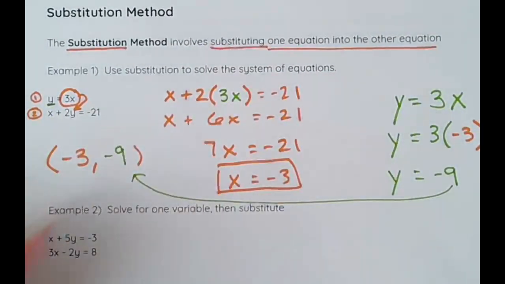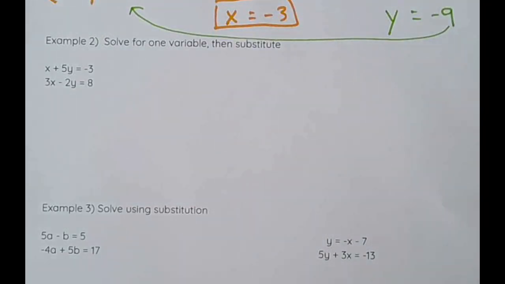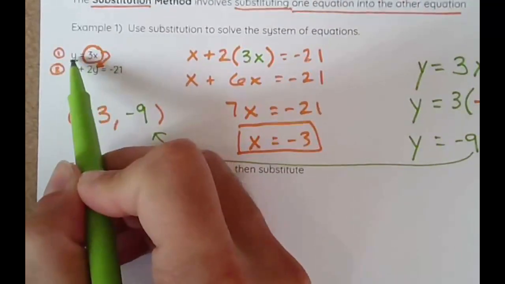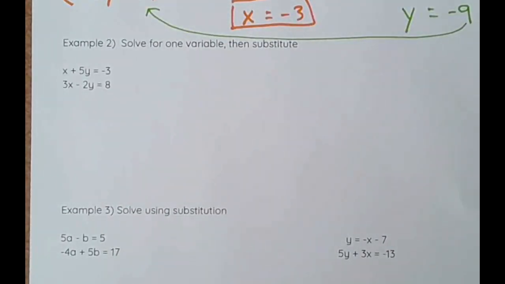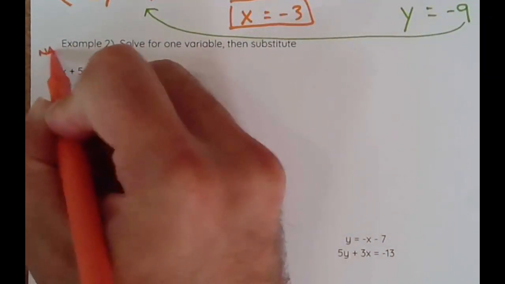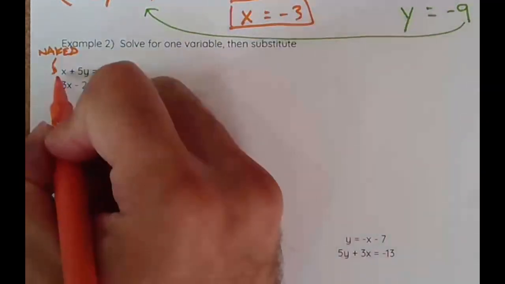All right, let's look at example 2. Solve one variable, then substitute. In example 1, I had this equation that was already equal to y. In example 2, I don't have that scenario. So what we discussed was looking for what we call a naked variable. A naked variable is a variable by itself that has a coefficient of 1. I can see that right here, I have a naked variable. And the variable I'm looking at is x.